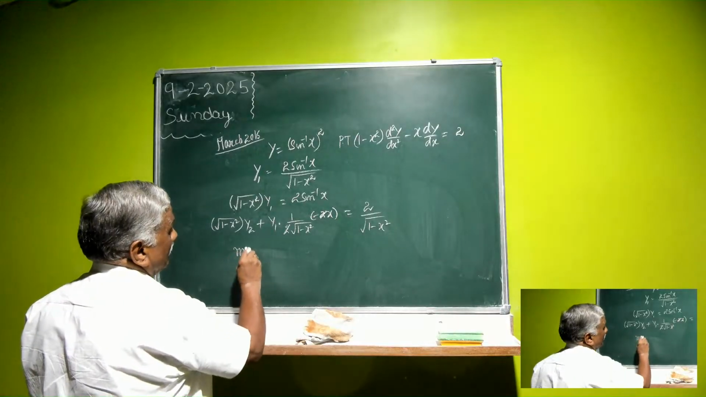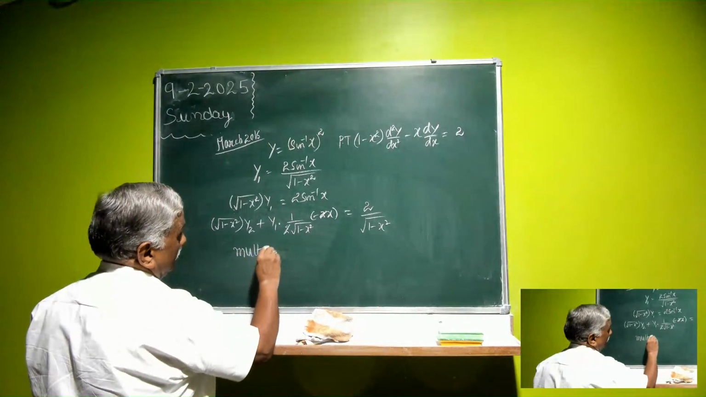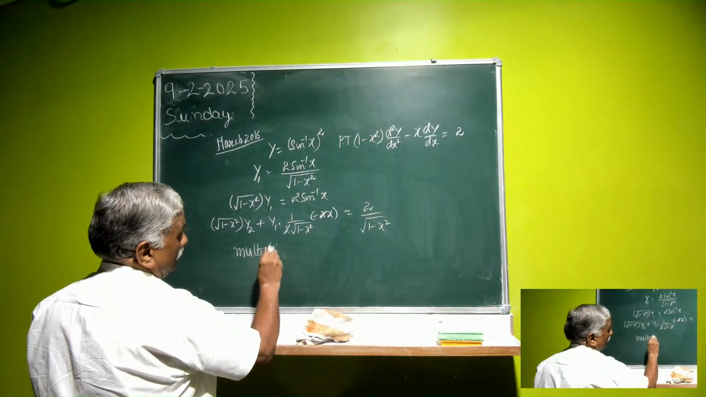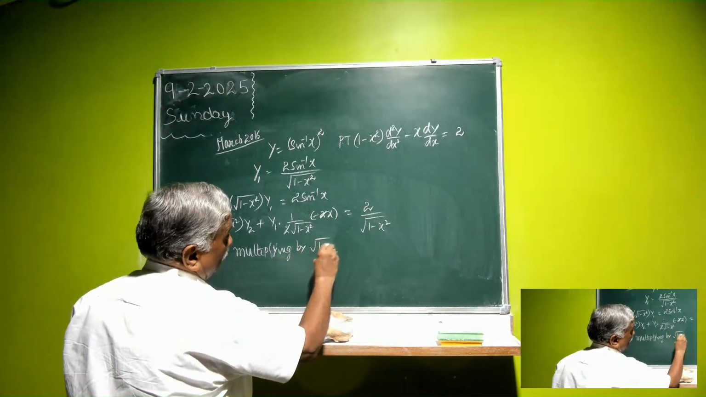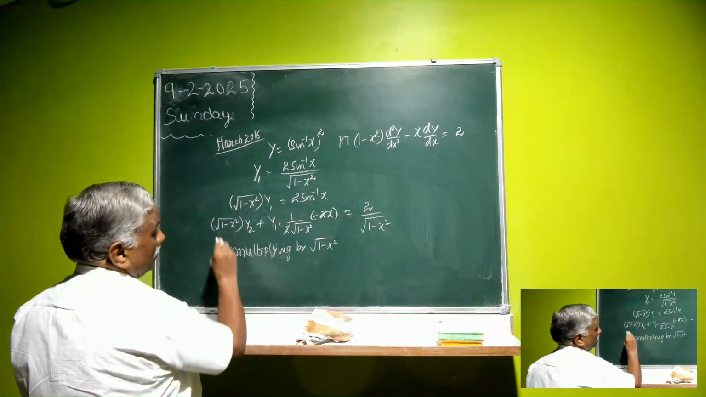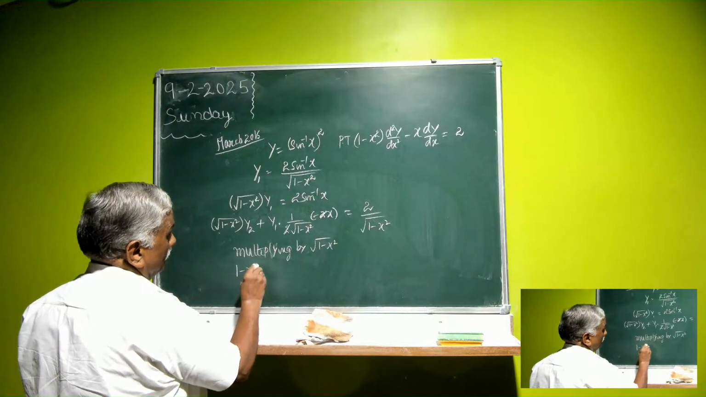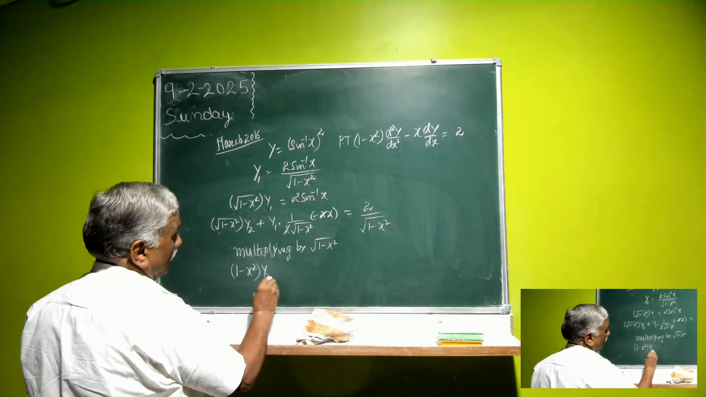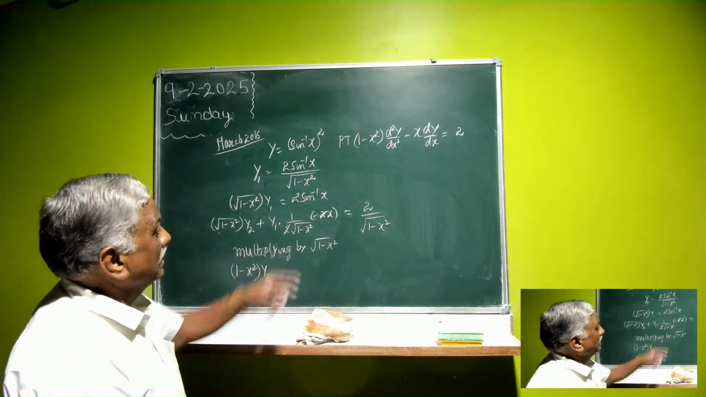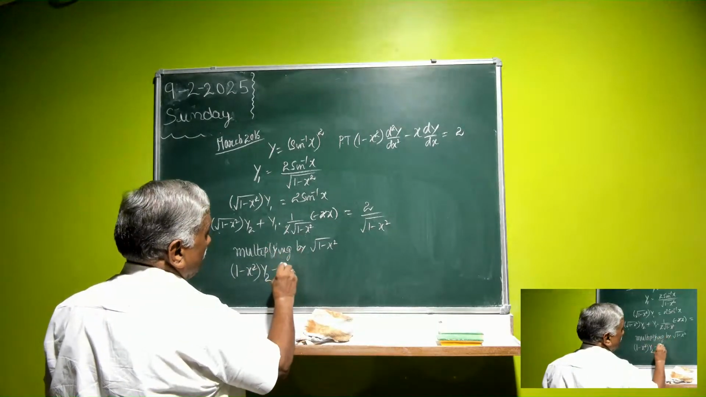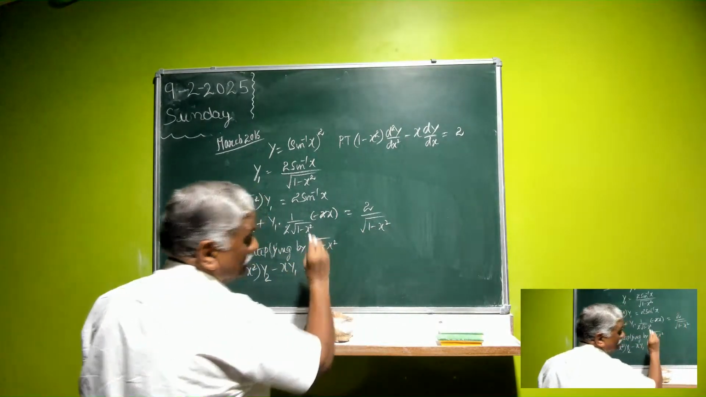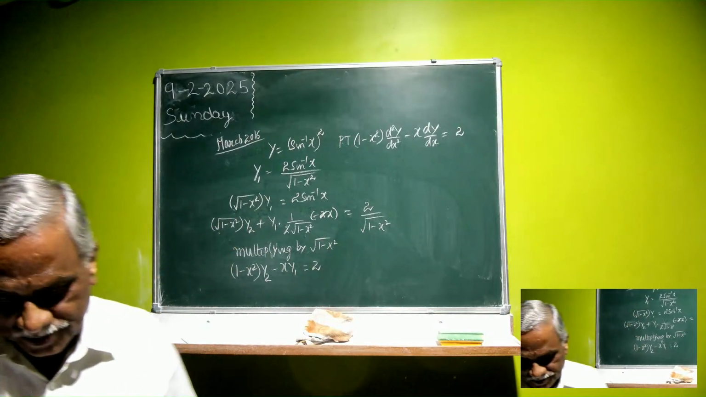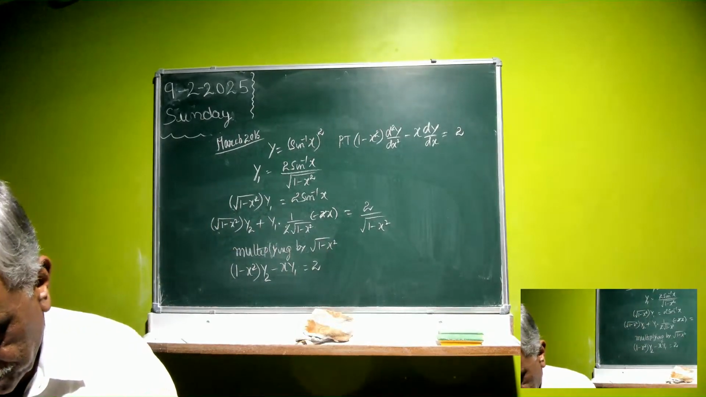Multiplying by root of 1 minus x. What do you get? This root will go 1 minus x square by 2. Minus this root, this will cancel. So minus x by 1. This will also cancel again. So this is the problem.